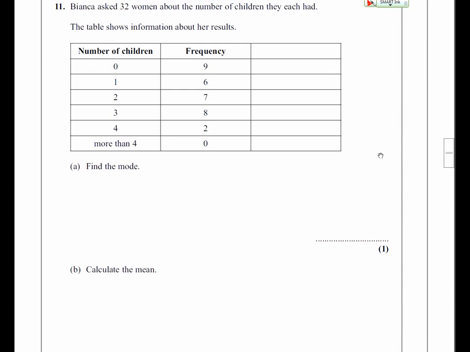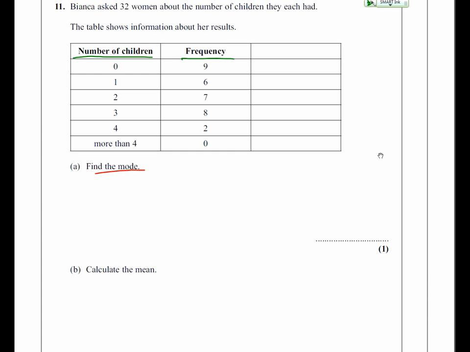Question 11. Bianca asked 32 women about the number of children they had. The table shows information about her results. Find the mode. That means the most common. Okay, so the most common one is going to be the number of children that most people had.